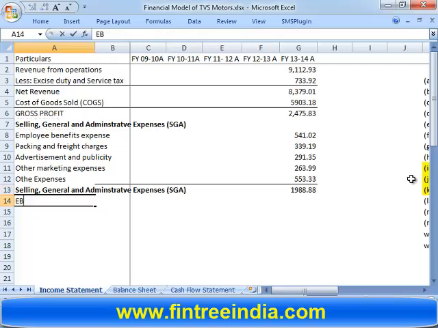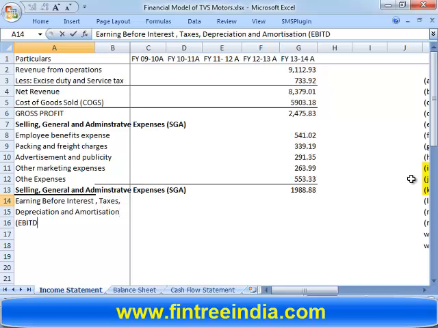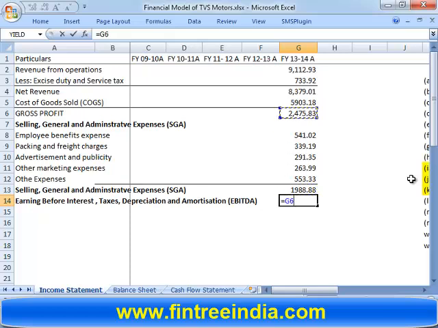Therefore what you'd get now is called earning before interest, taxes, depreciation and amortization, EBITDA. And EBITDA number of course is gross profit minus the SGA value.